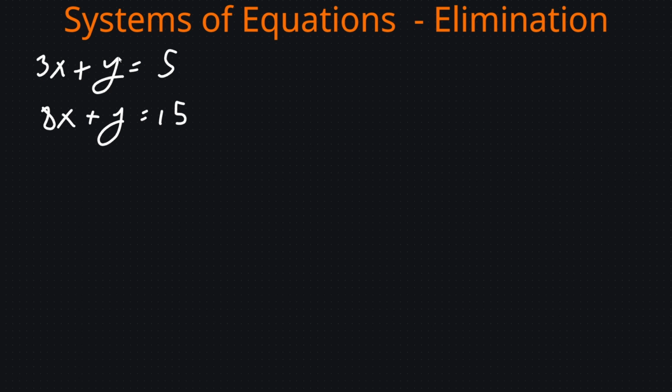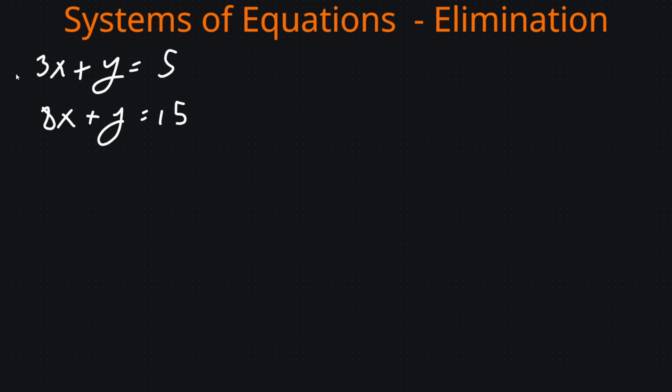In this case, it is lined up nicely. We have x on top of x, y on top of y, 5 and 15. However, there is nothing that would go away if I would add these two together. 3 and 8 would give you 11. Y and y would give you 2y. So what am I going to do? Well, I'm going to need to bring in a negative somehow. One of these has to be negated. I don't like thinking of it as subtracting. I like to consistently always add.